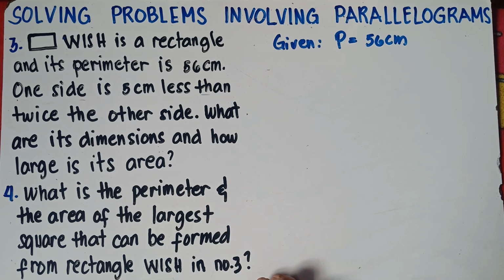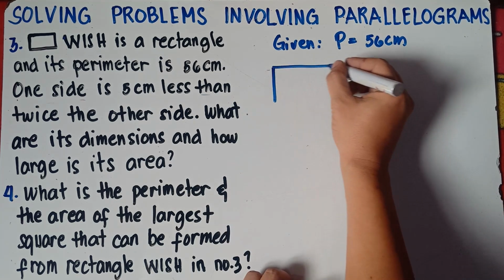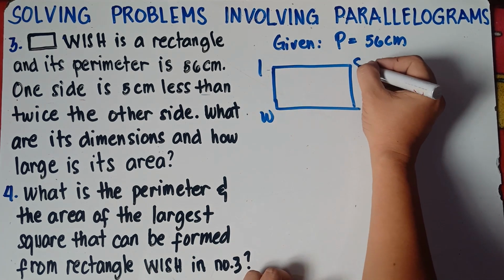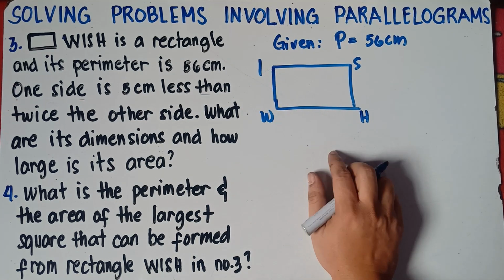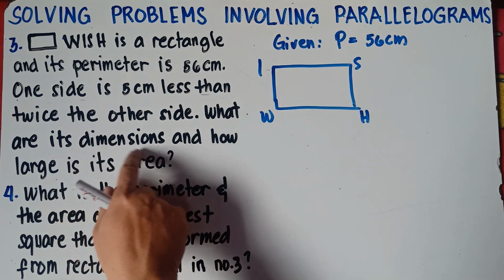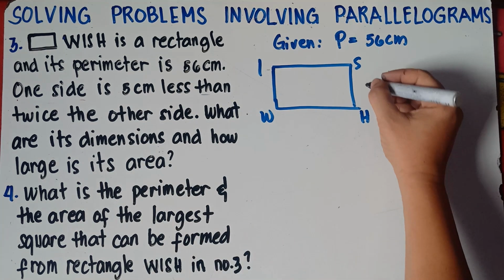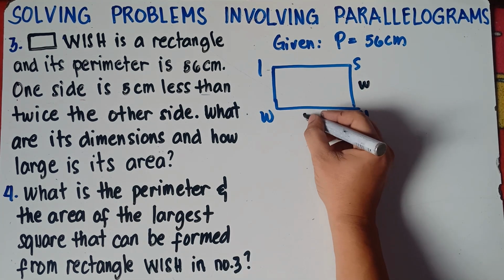So we will just draw this one, class, for us not to be confused. So we have a rectangle, which, of course, we don't have the dimensions. Once again, class, if you're looking for dimensions, you're looking for the width and the length. So we don't have the width. We don't have the value of our width as well as our length.